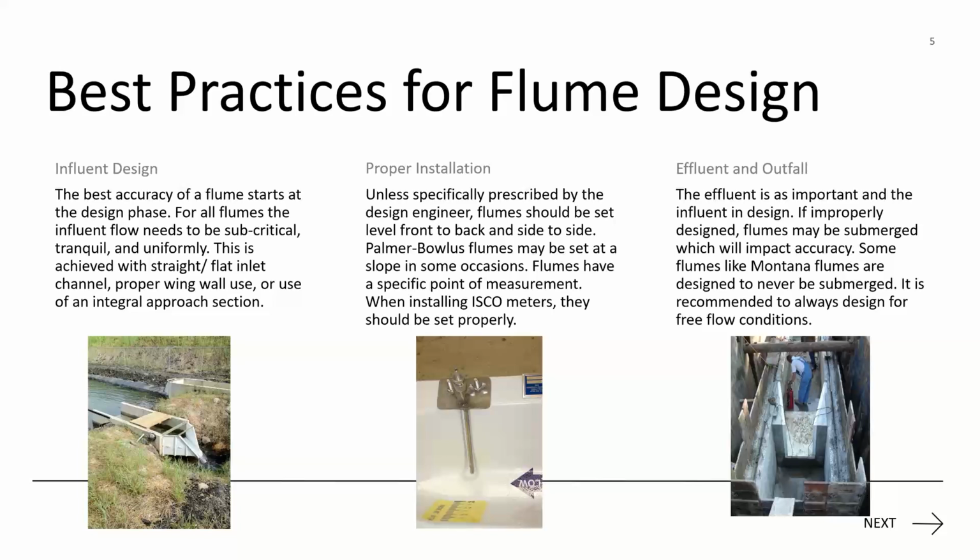On the effluent end, it's important to have your flow be free flowing. Some flumes can be submerged, which is where the measurement downstream is compared to what it is in the converging section. And you can do a conversion factor on that to find that area. Flumes like Montana flumes are designed to never be submerged.